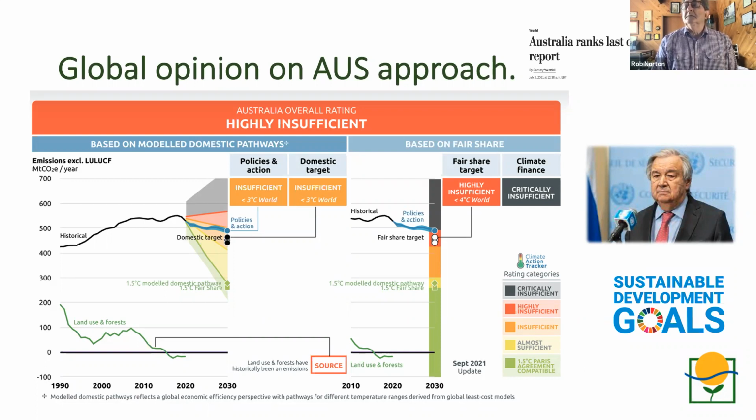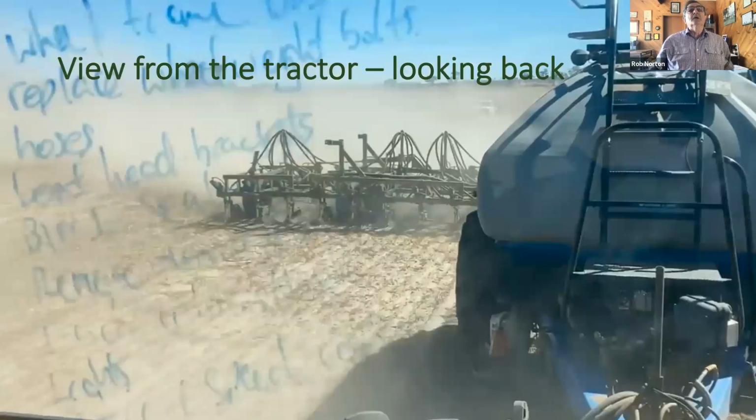Guterres at the UN gave a bit of a bath to our policy initiatives, which was probably warranted. So that's the view from Canberra and the view from the UN and the view from the globe. What's the view from our tractor? If we're looking backwards, looking back, what's happened? Where are we with carbon?